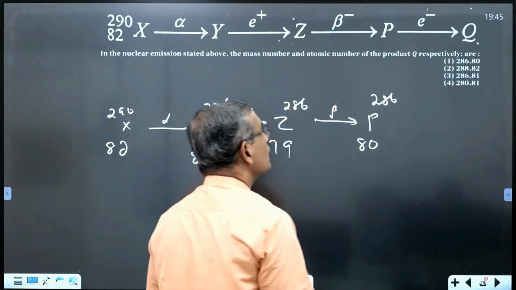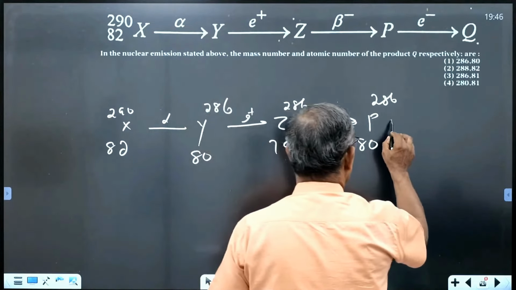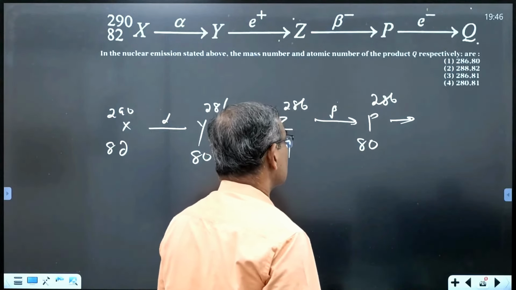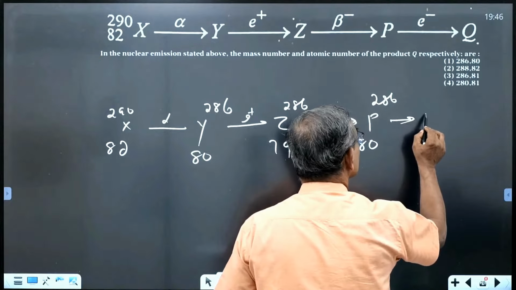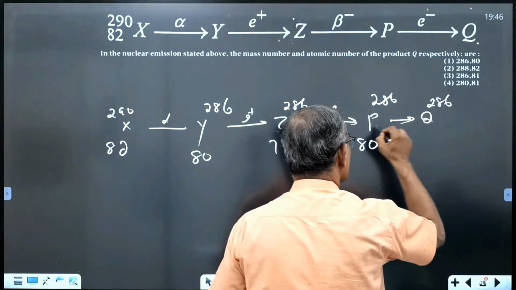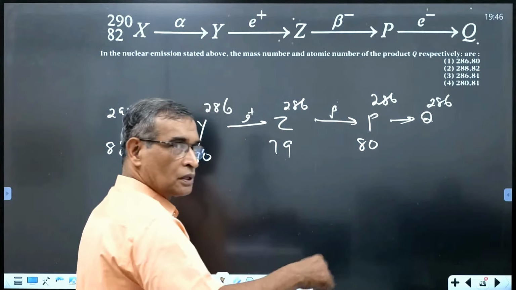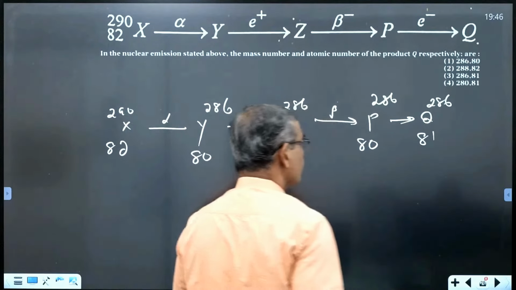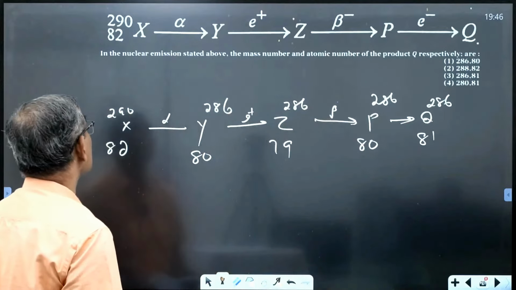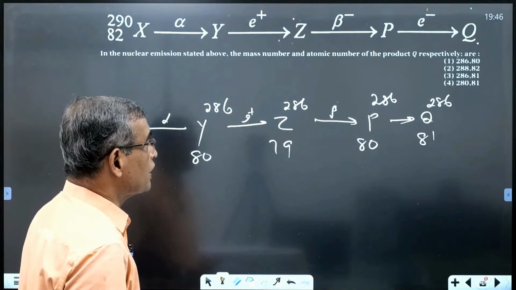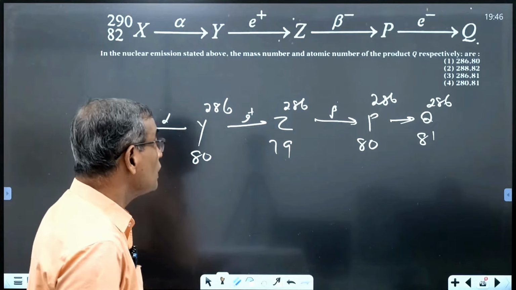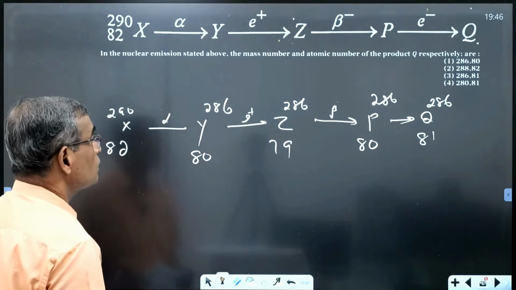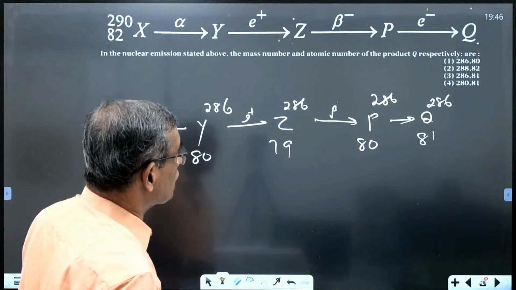Now again one electron emission is there, and therefore what happens, the mass number remains the same, Q, 286. Now electron emission, and therefore the atomic number increases by 1, and therefore the number is 286, 81, and accordingly the option for this question is finally 286, 81.